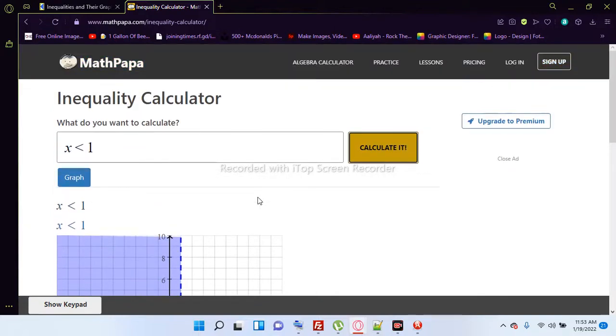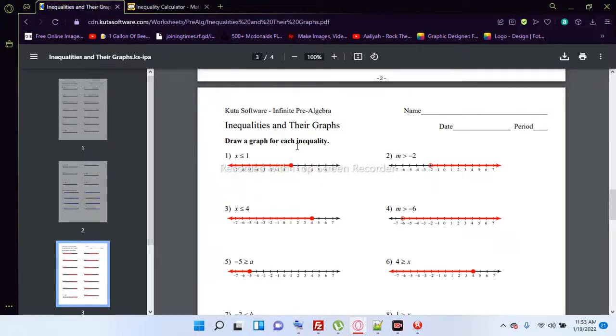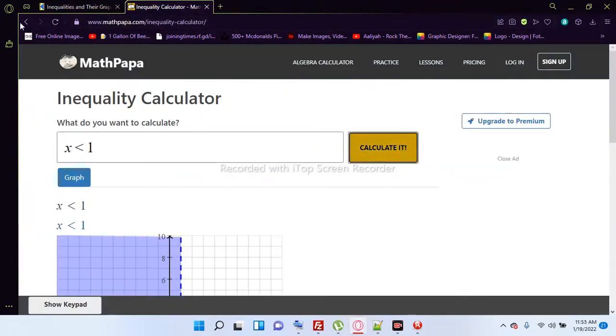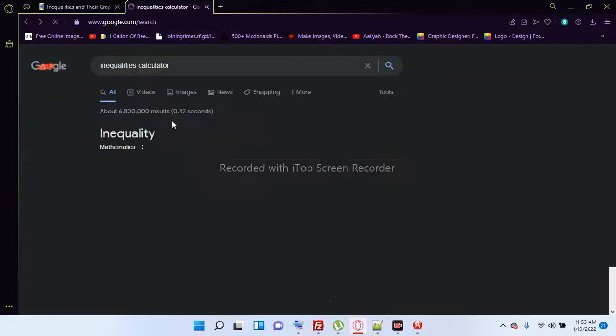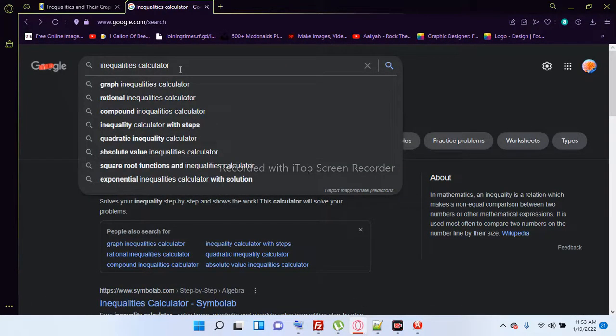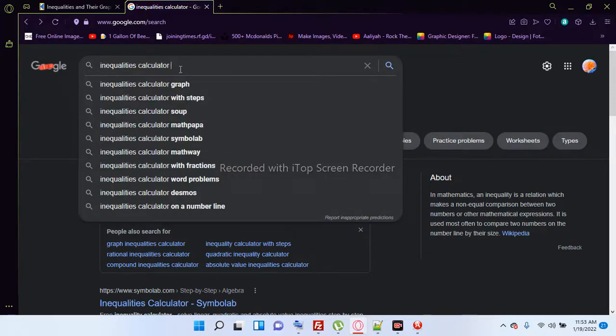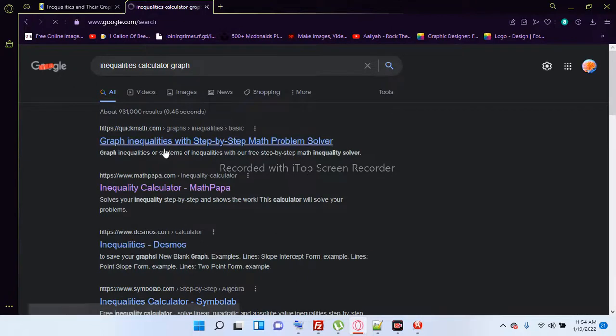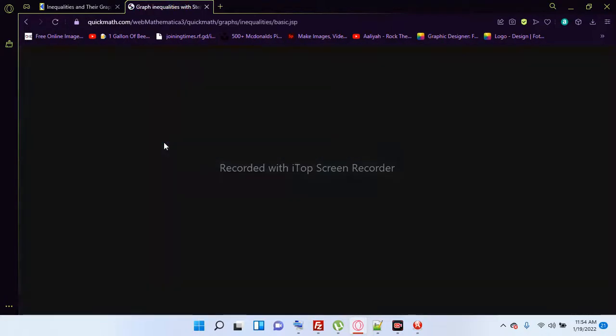It shows up on the graph. And they're graphs. Okay, it's an inequality graph calculator. Let's try the inequality graph calculator. And I've got to show you this now. Inequality calculator graph. Alright, well, math problem solver.